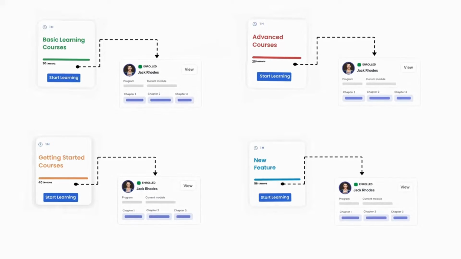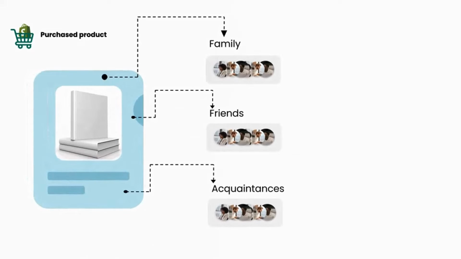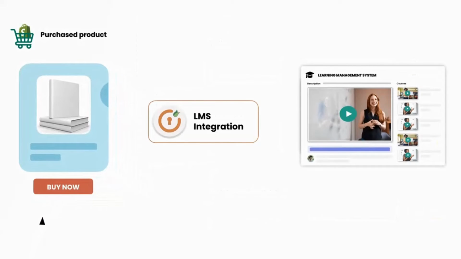for each course. With our Buy for Others feature, once the course has been purchased from the Shopify store, its access can be provided to your family, friends, and other acquaintances just by entering their email addresses and assigning vouchers to them.